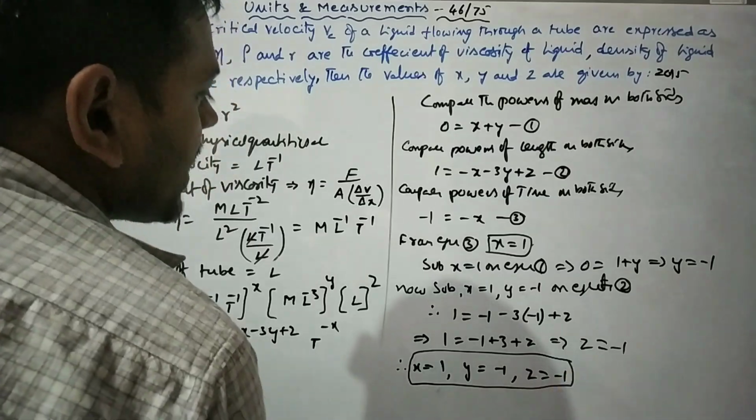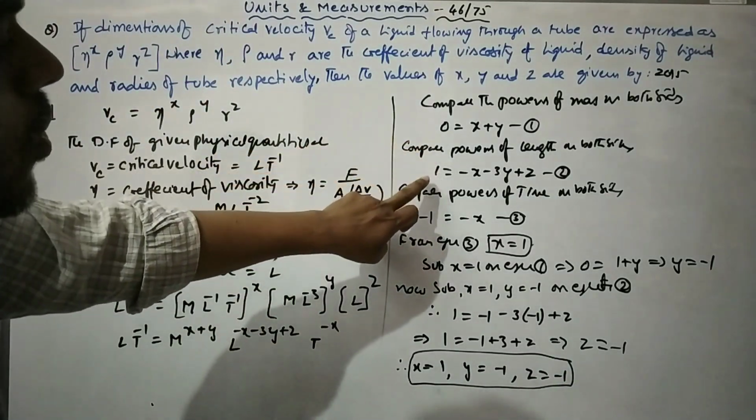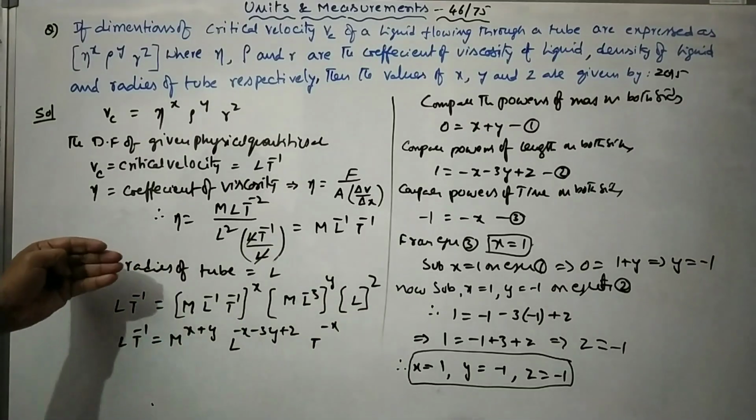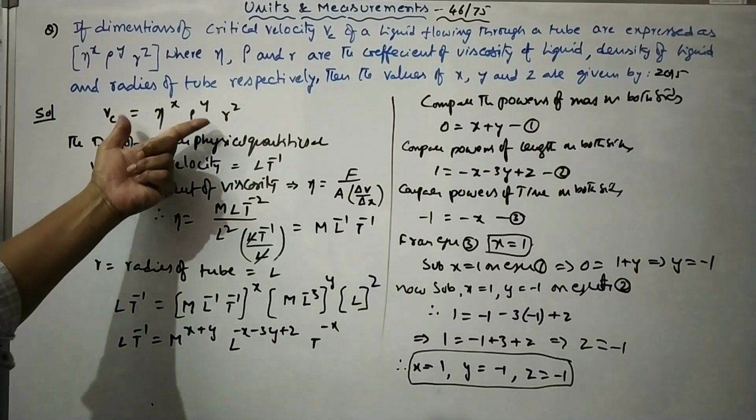These are the required values of x, y and z after solving the 3 equations obtained by comparing the powers of mass, length and time on both sides of the given equation in the question.